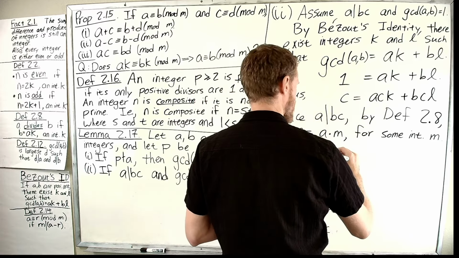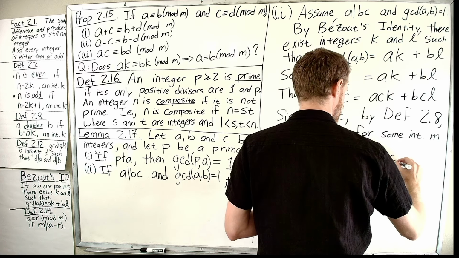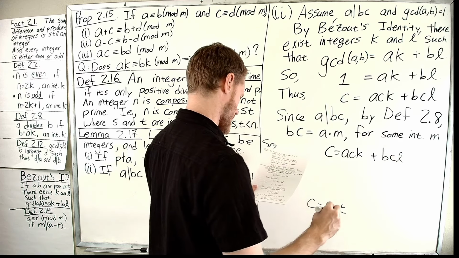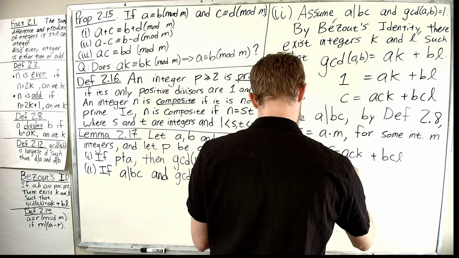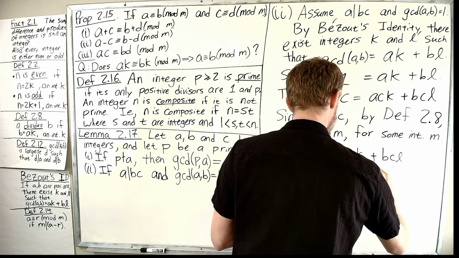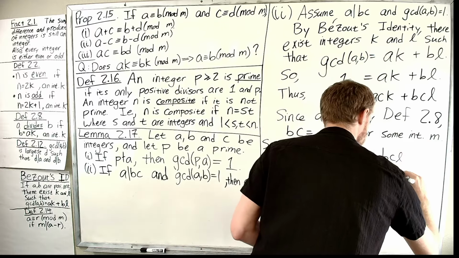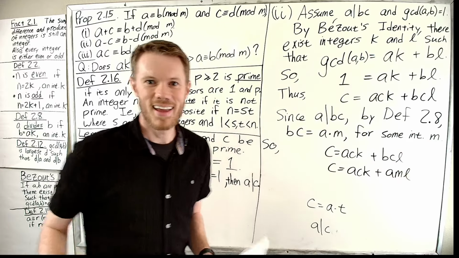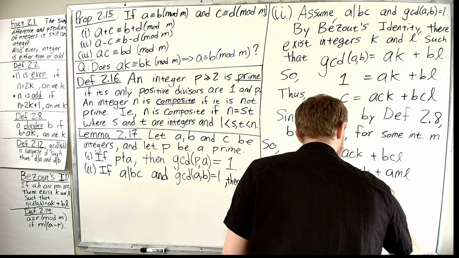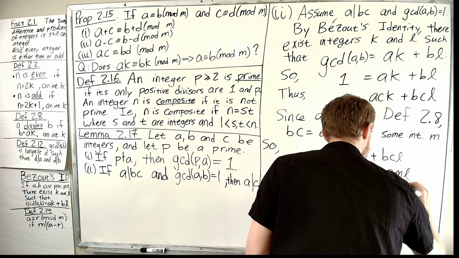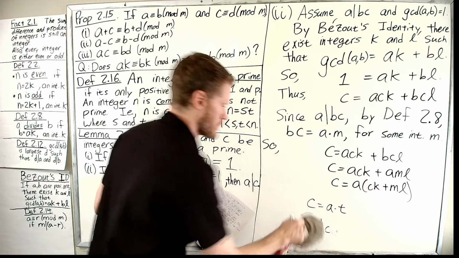So before we had C equaling AC plus BC, and now the BC can be replaced by AM. And now we can pull out the A, CK plus ML. And there you go. That's the C times T that we were aiming for.